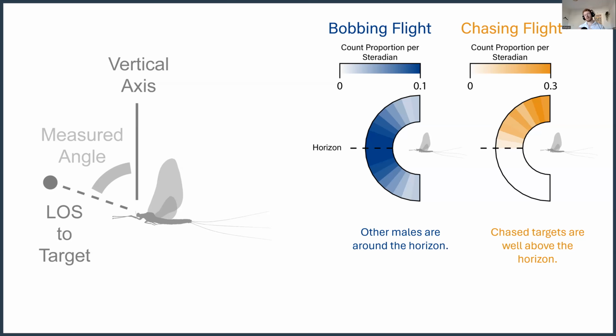But to come back to why they might be doing this bobbing behavior, in the bobbing flight, the rest of the swarm is always clustered more or less around the horizon. So you can see that over here in blue, the darker that color is, the more times you're seeing another mayfly in that area. And so you can see that the horizon is really where you're going to see all the other males. And any male that you see up high is only going to be there for a short amount of time before he drops back down.